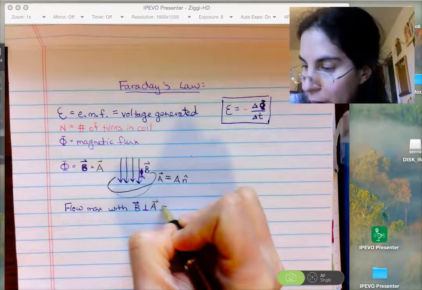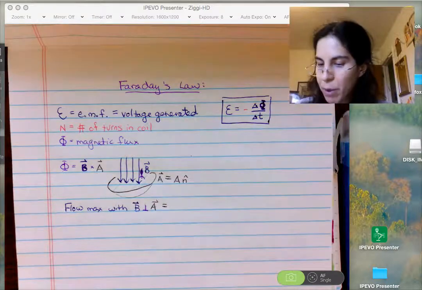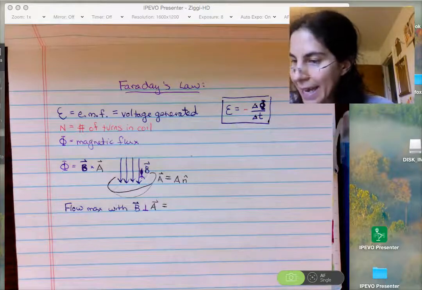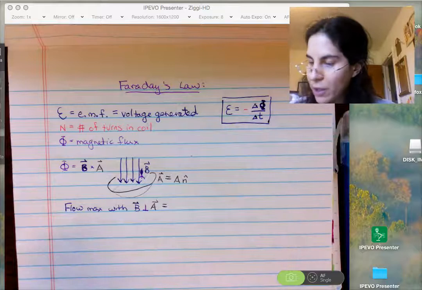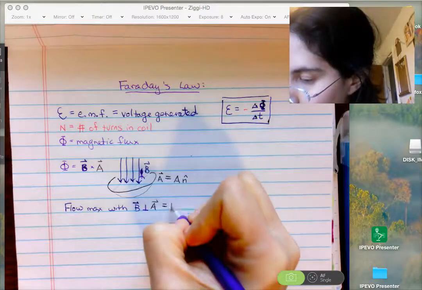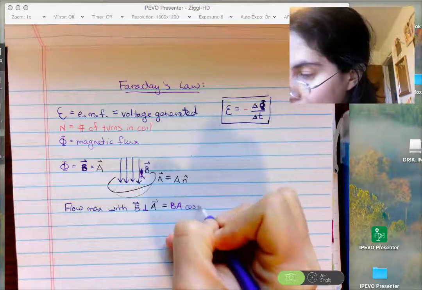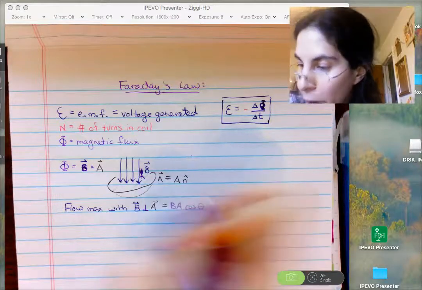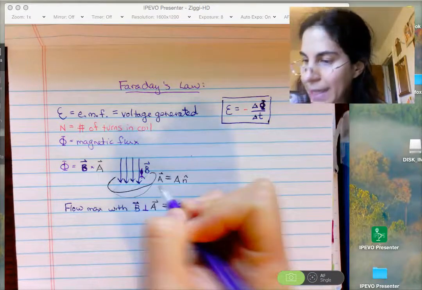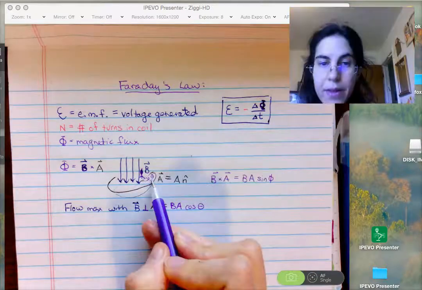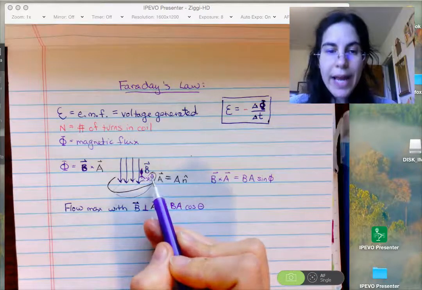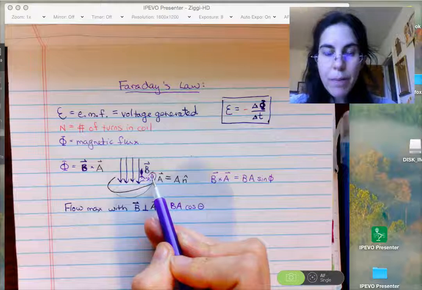So if you're looking to find B perpendicular to A, interestingly enough, that's going to turn out as B A cosine theta, where theta is the angle you can see here, factor how far away you are from a perfect 90.